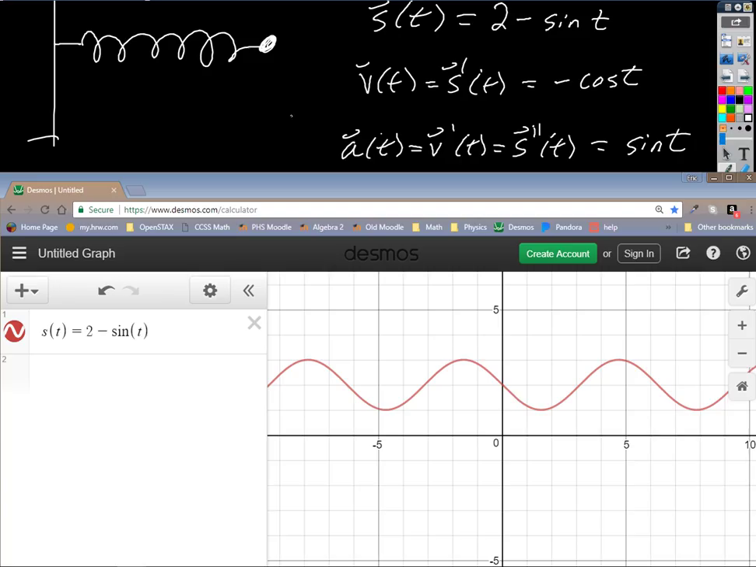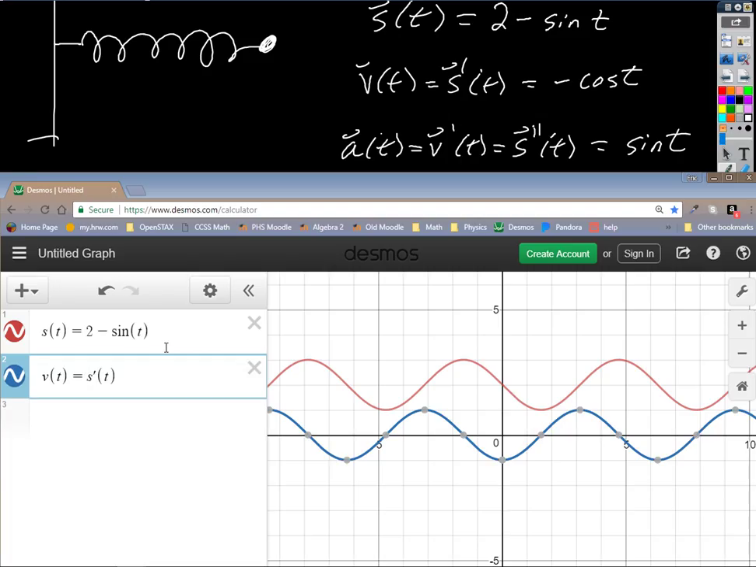Let's graph velocity. I think you can do, let's try something here. I think you can do S prime of t. How about that? Okay, that's a graph of negative cosine, isn't it? So do you see what Desmos does? You can graph a derivative. That's pretty cool. Okay, does this make sense?